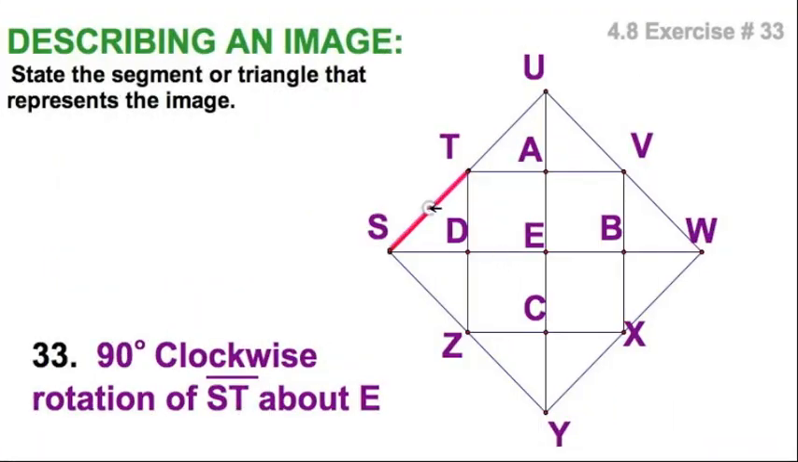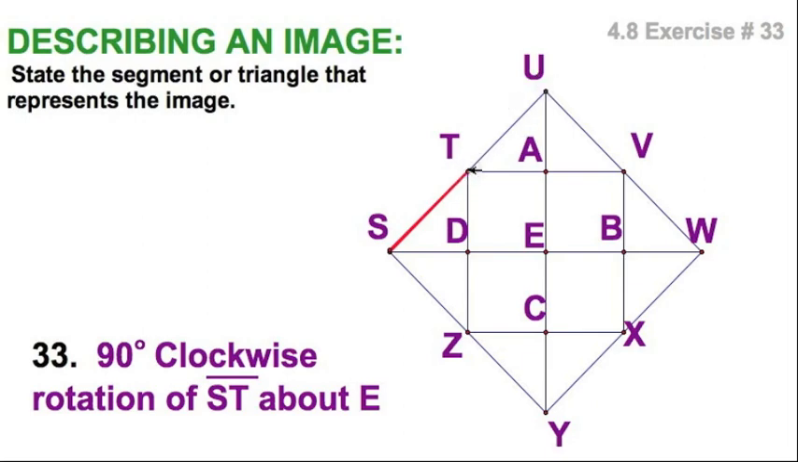Well, let's start here with segment ST. Rotate it 90 degrees clockwise around point E. So this is a segment. Think of it as two discrete rotations. Rotate that point S 90 degrees. You can visualize it's going to end up here.